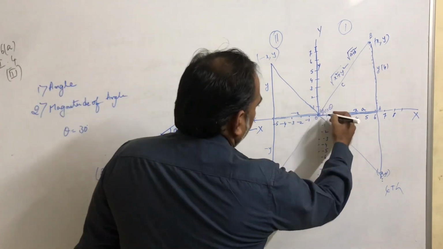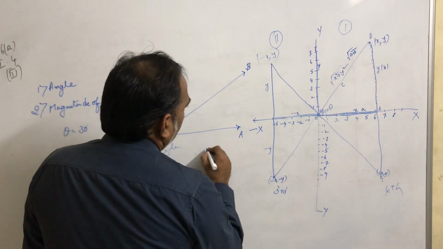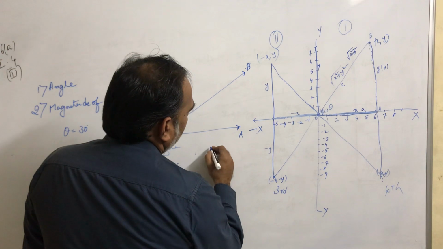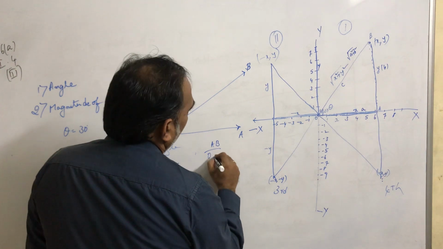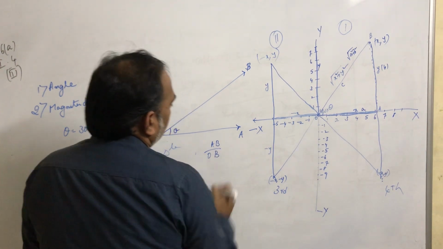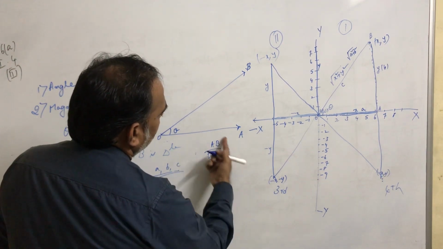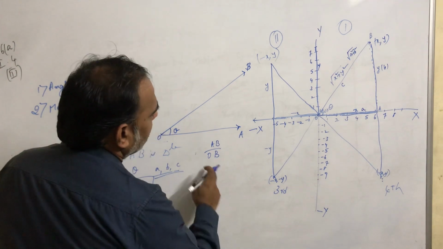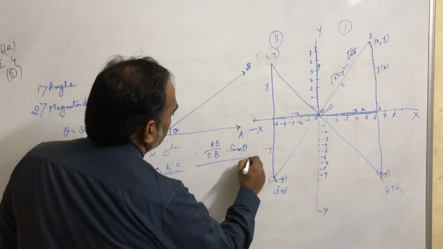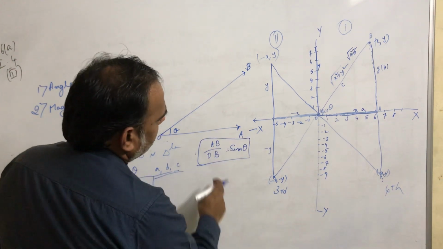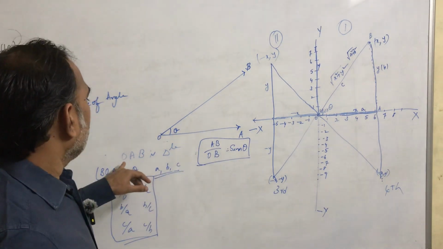In triangle OAB, let us say the opposite side AB divided by the hypotenuse OB. Opposite side divided by hypotenuse: I want to represent this ratio with some trigonometric function. I will represent this with sine theta. That is the meaning of sine theta. This is a new term, right? You don't know this one, so that is why I am telling. Okay, OAB is what?